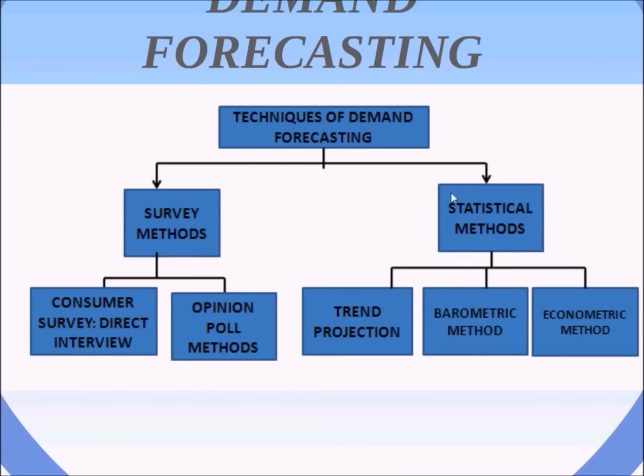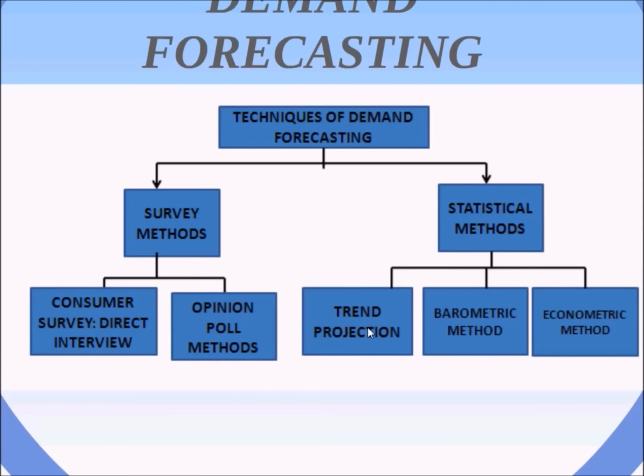The statistical methods can again be classified into three categories, that is trend projection method. What happens in trend projection method is that we use the past trend in order to project the future demand of a particular product. It is the classical method of forecasting the demand of a particular product.